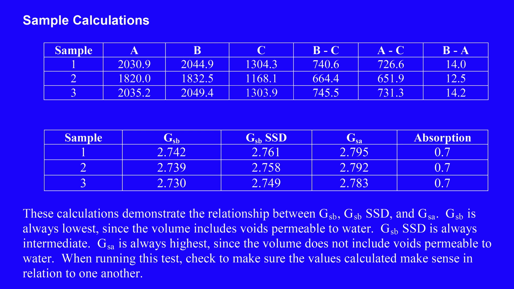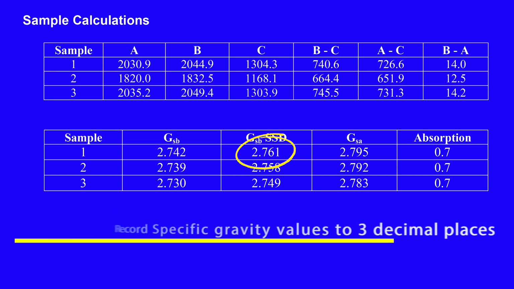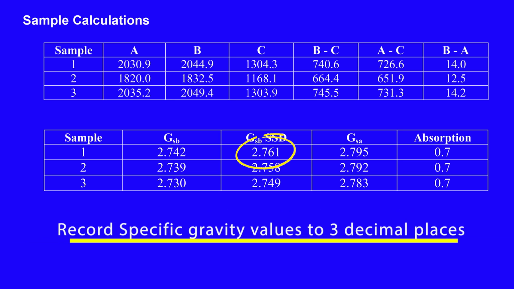The normal specific gravity, or GSB, is always the lowest, since the volume includes the voids permeable to water. The GSB SSD is always intermediate, or in between, and the GSA is always the highest, since the volume does not include the voids permeable to water. When running this test, always check to make sure the values calculated make sense in relation to one another. Record the specific gravity values to 3 decimal places.